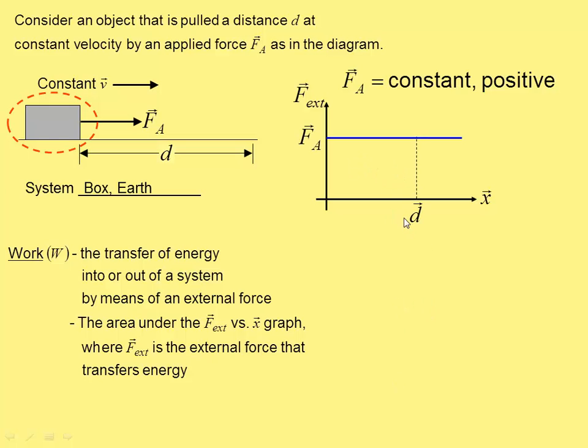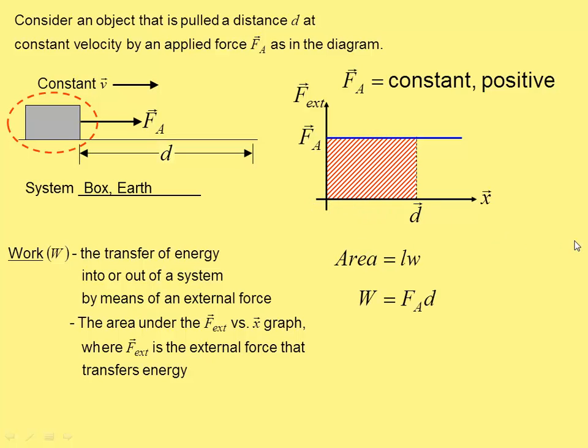Now, if we pull a distance d with a force we can call F of A, this area is, of course, a simple rectangle. And you've known for a while that the area of a rectangle is simply length times width. So the amount of work that is done on the system, the amount of energy transferred into the system in this case, is equal to this dimension, which is F of A, times this dimension, which is d. And there we go. That is the amount of work for a constant one-dimensional external force.